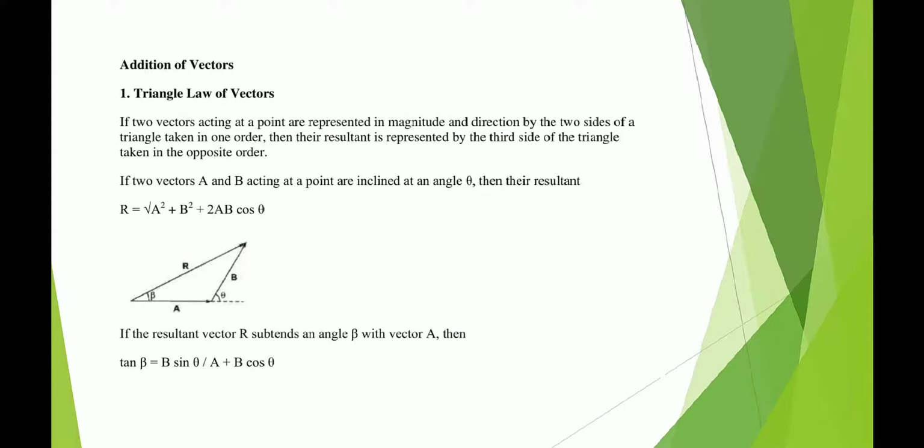If two vectors A and B acting at a point are inclined at an angle theta, then their resultant vector R is the square root of a square plus b square plus 2ab cos theta. If the resultant vector R is inclined at an angle beta with vector A, then tan beta is equal to b sin theta by a plus b cos theta.